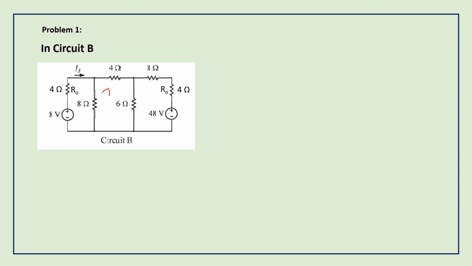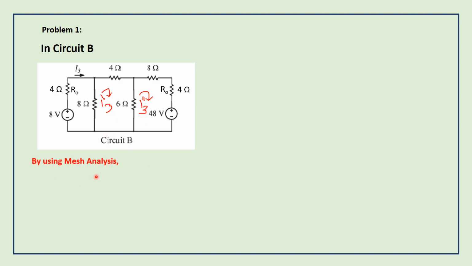So see here, for the second loop, I have assumed I3 dash. And for the third loop, I have assumed I3 double dash. For differentiating, I have assumed like this. So for the first loop current, I3, second loop current, I3 dash, and the third loop current, I3 double dash. Okay. Now we are going to write the equations for that.